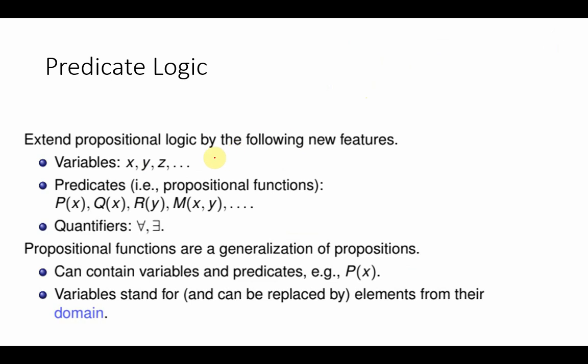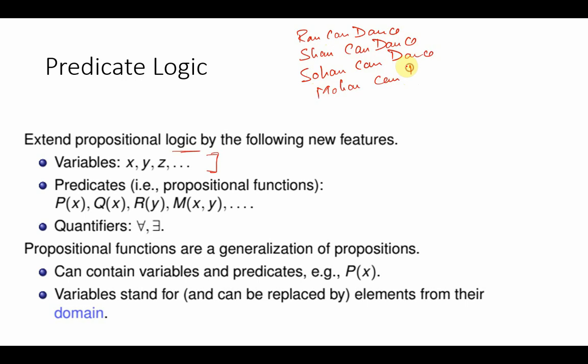So predicate logic basically extends propositional logic by using variables. Say, for example, I can say Ram can dance, Sham can dance, let us say Sohan can dance, again let us say Mohan can dance, right? So all these statements are actually propositions.